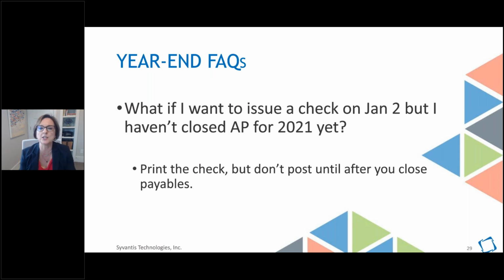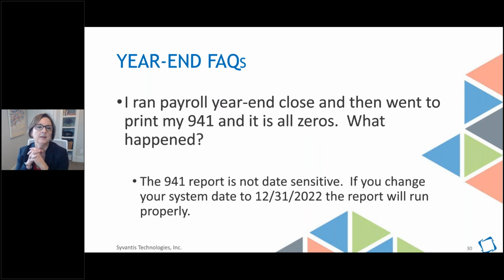What if I want to issue a check on January 1st, but I haven't closed AP for 2021 yet? That's also a common question we get. Remember, you can print checks, but not post them. Print whatever you've got to do, but don't post the actual check payment until after you finish the close. You'll have a few batches of check runs sitting out there, but as soon as AP close is done, you can run it and post it.